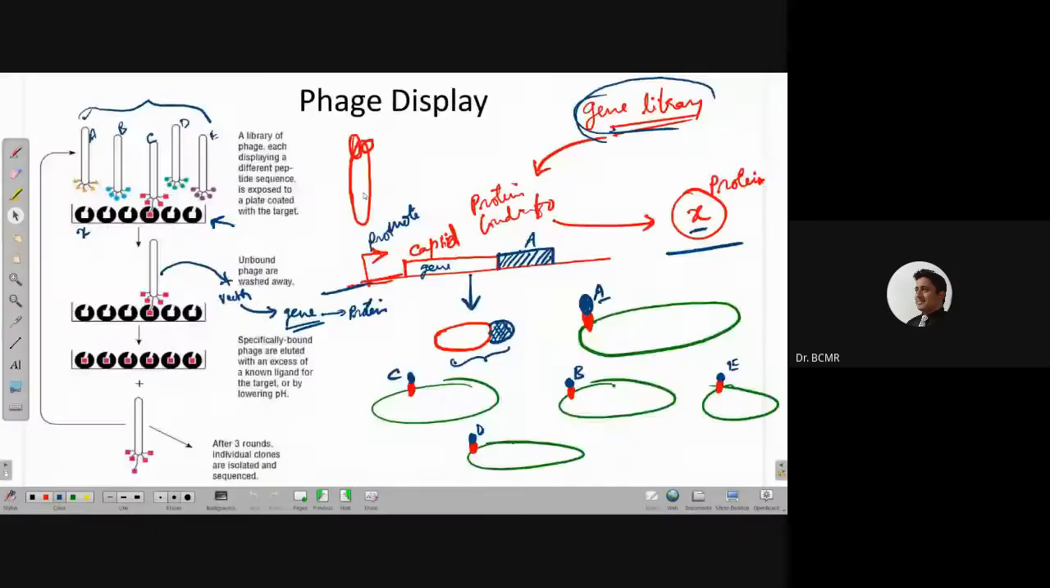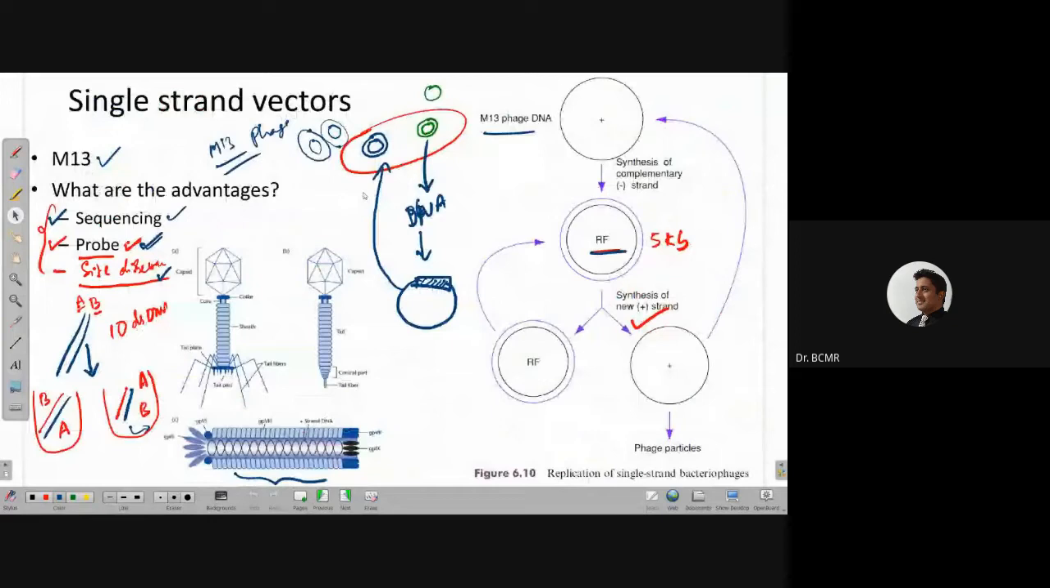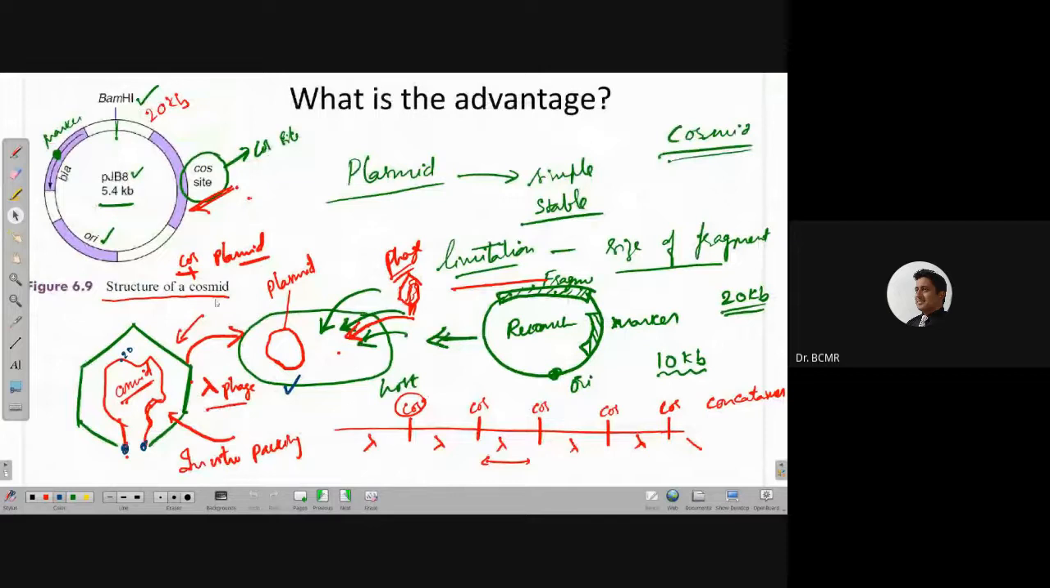Several aspects of the different vectors. We discussed the cosmid. We discussed why there should be a cos site and what is the advantage of it. It is essential for packaging. Why do we want to package in the phage particles? Because we want efficient introduction of the recombinant DNA into the bacterium, because the larger the size, the less efficient it would become.